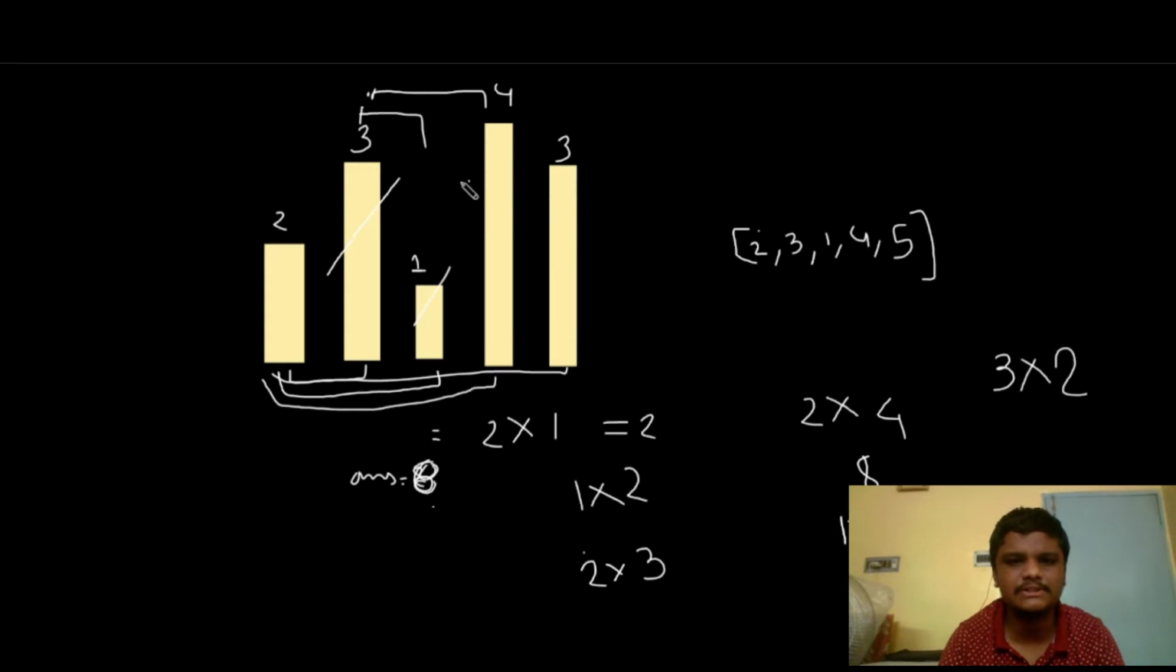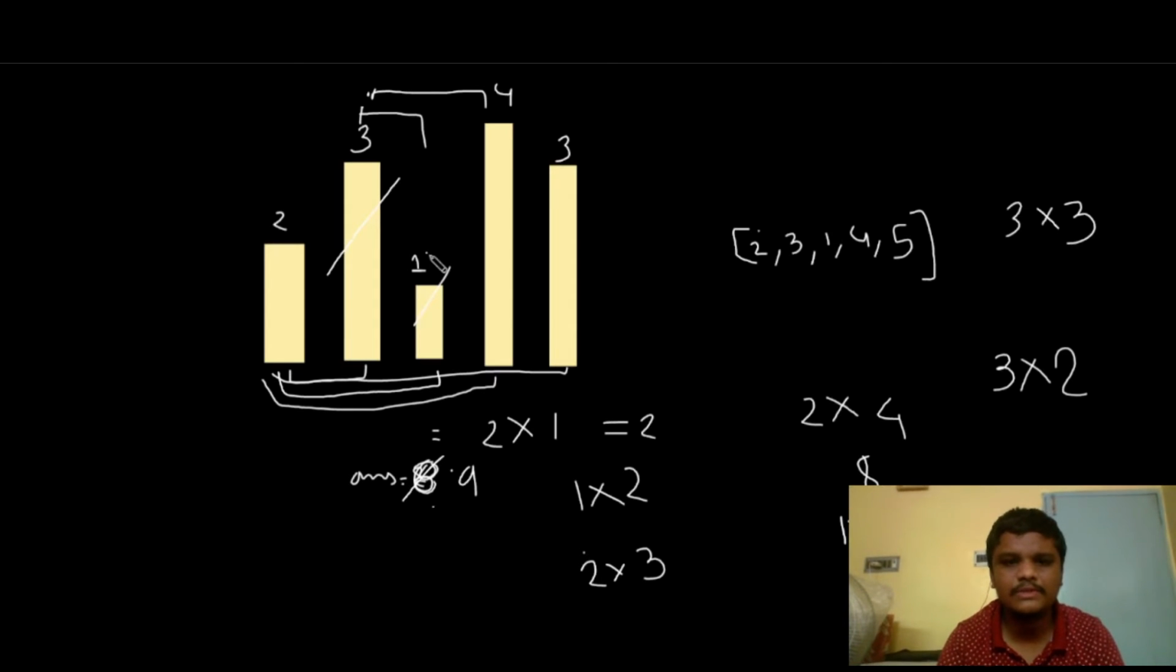This 3 and 3 are the same, so we're going to multiply this 3 with the distance, that is 3. So this would give me 9. Now you know that 9 is greater than 8, so we're going to update again. We're going to update this 8 to 9.